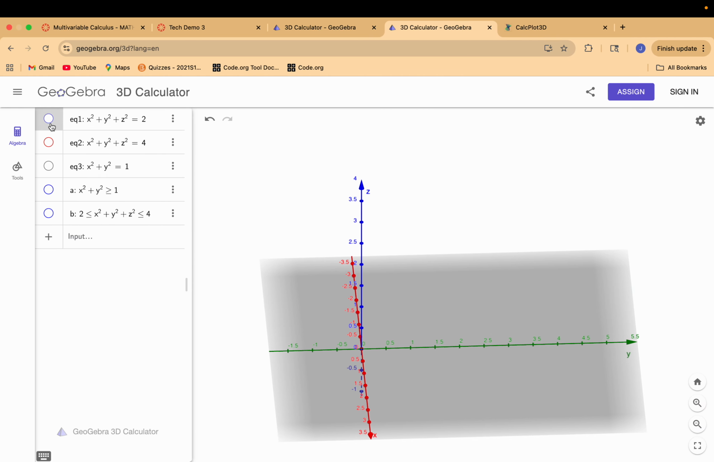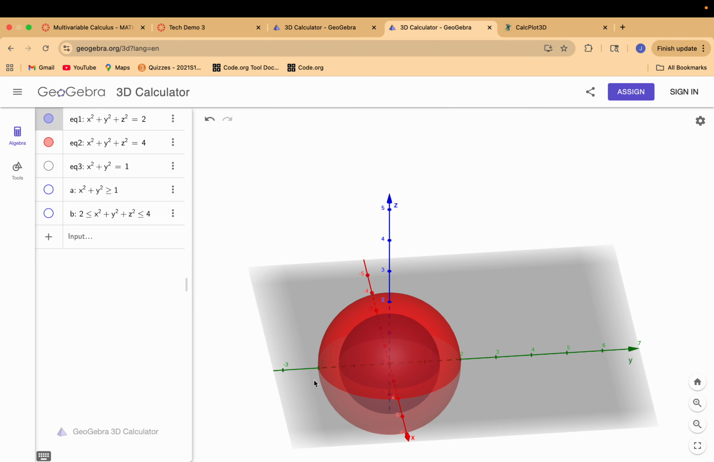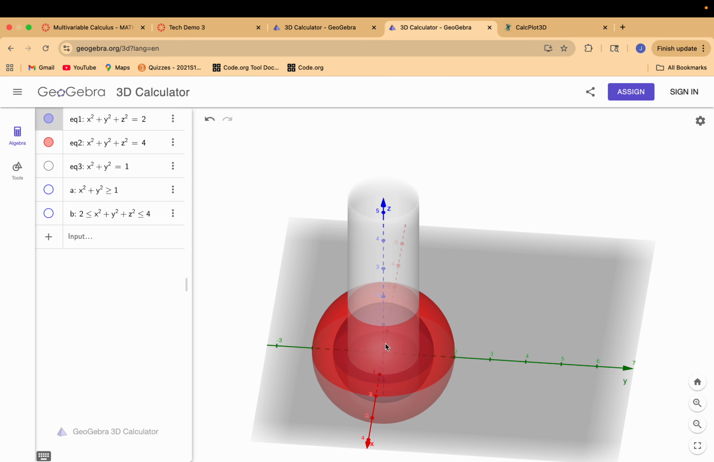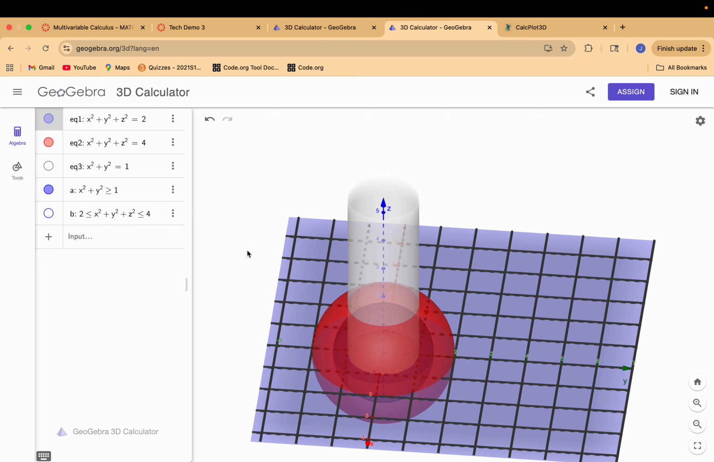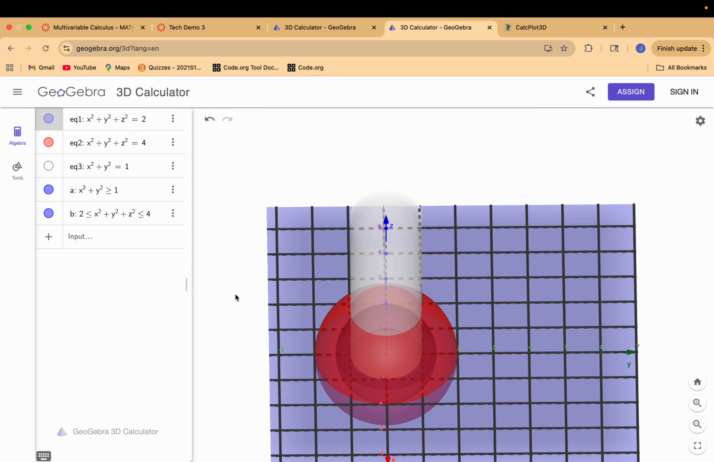So we're going to go ahead and graph our first sphere, this sphere right here, and our second larger sphere, as you can see right there. Zoom out a little bit so you can see the full picture. So we have the two spheres, one inside of the other, and then we're going to go ahead and graph our cylinder, as you can see right there. And then just to better visualize where these points intersect, we are also going to graph these two inequalities. So x squared plus y squared has to be greater than or equal to 1. And then we have our second inequality right there.